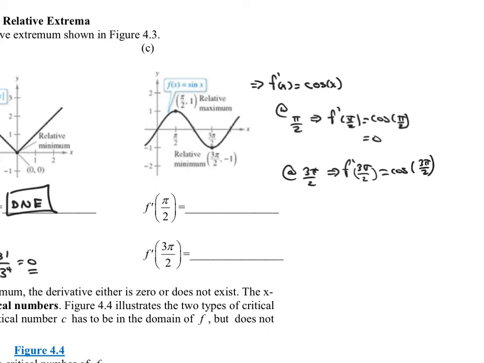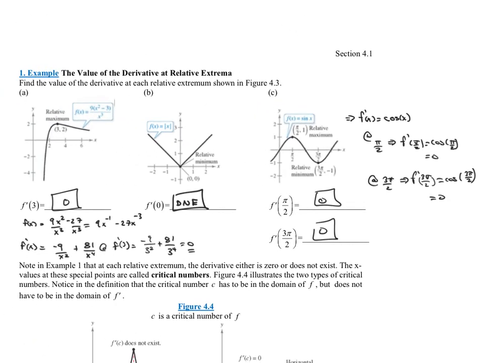And again, cosine of 3 pi over 2 is 0. So just from these examples we've been given, it comes back to what we talked about on a previous page. If you notice, if it's a hill or a valley, or even a sharp corner, when you have a maximum or a minimum, your tangent line is horizontal, meaning your derivative is equal to 0, or it's a sharp corner where your derivative is undefined. So it seems like almost always the derivative is equal to 0 or undefined at relative or local extrema.